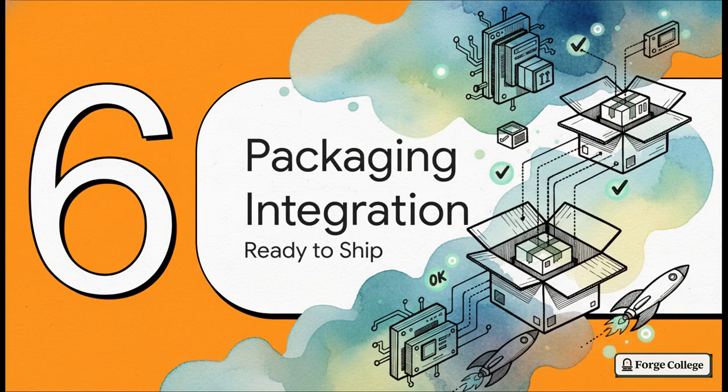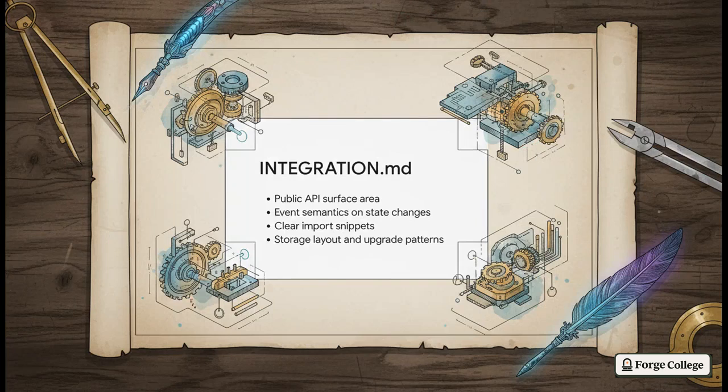And finally, Section 6, packaging for integration. The machine is working flawlessly. The tests are green across the board. So our final step is to box it up safely and ship it out. Now, a beautifully engineered component is totally useless if nobody else knows how to actually wire it up. And let's be real, developers kind of hate reading documentation. That's exactly why we include a crystal clear integration markdown file. It's essentially a quick user manual detailing the public API surface area, event semantics, some really easy copy-paste import snippets, and those crucial storage layout patterns.